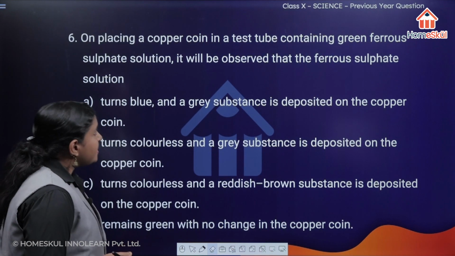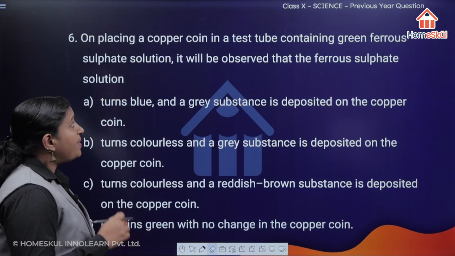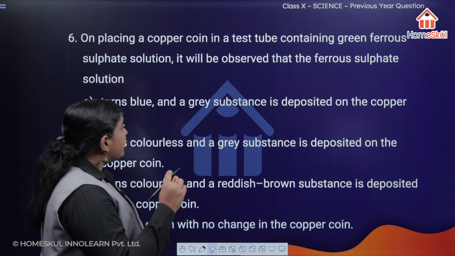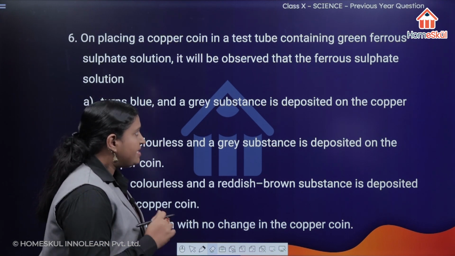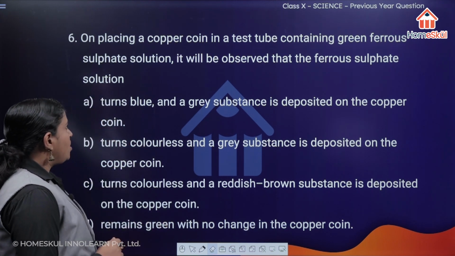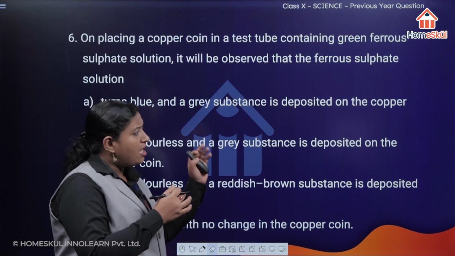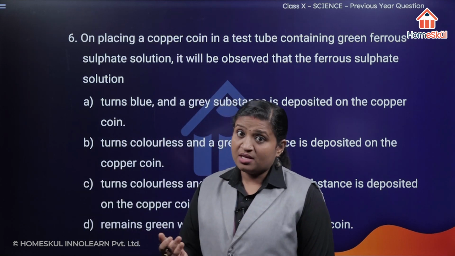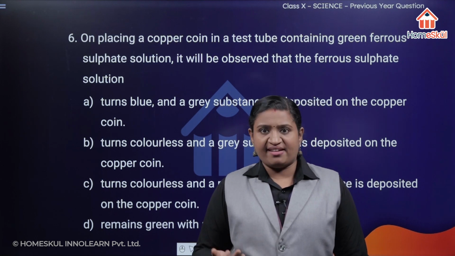Moving to the 6th question. On placing a copper coin in a test tube containing green ferrous sulfate solution, it will be observed that ferrous sulfate solution dash. You have to choose. So before going through the options, can you say what will happen? Here we have ferrous sulfate solution. We know its color is green, right?